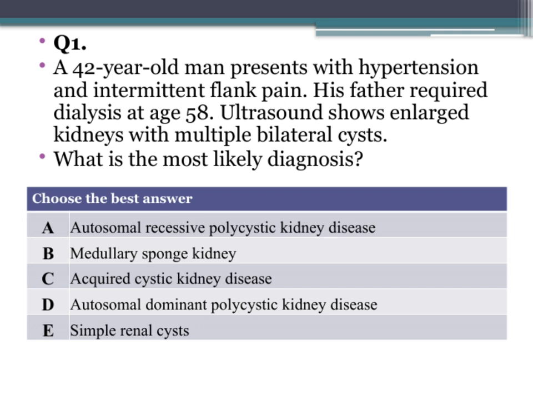Similarly, simple renal cysts are usually isolated and not associated with this kind of familial pattern or kidney enlargement. So, in summary, the key points here are the age, the family history, the ultrasound findings, and the clinical presentation, all pointing toward autosomal dominant polycystic kidney disease. This illustrates how family history and imaging help us narrow down the diagnosis in cystic kidney diseases.